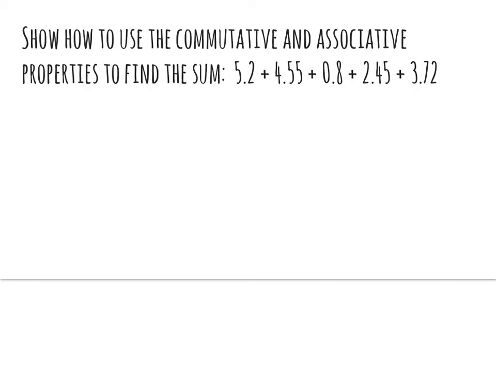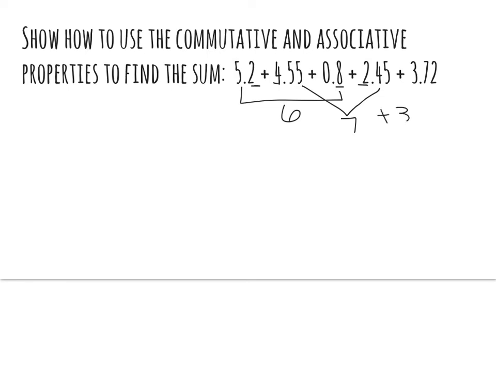Show how to use the commutative and associative properties to find the sum. So all I really need to do here is insert maybe some brackets or some arrows. I'm looking for friendly sums. Since this problem has decimals, I can see here that 2 tenths and 8 tenths makes 1 whole. So I'm going to go ahead and put a bracket here to show that 5 and 2 tenths plus 8 tenths would just give me 6 whole. Then I also see that 4 and 55 hundredths and 2 and 45 hundredths would give me a friendly sum, because 55 hundredths and 45 hundredths is 1 whole. 4 whole plus 2 whole plus the 1 more whole would be 7.